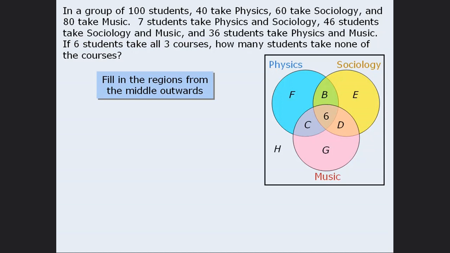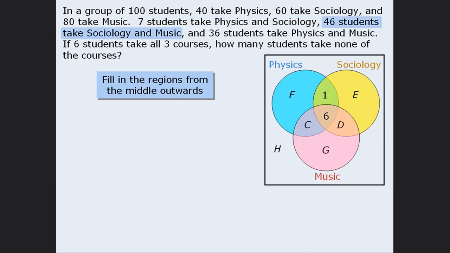Now that we have taken care of the middlemost region, let's work our way outwards. Next, we are told that 7 students take physics and sociology. So if we examine the regions that lie inside the blue physics circle and inside the yellow sociology circle, we can see that these 2 regions represent students who take physics and sociology. As such, the sum of these 2 regions must be 7. Since one region already contains 6 students, the other region must contain 1 student.